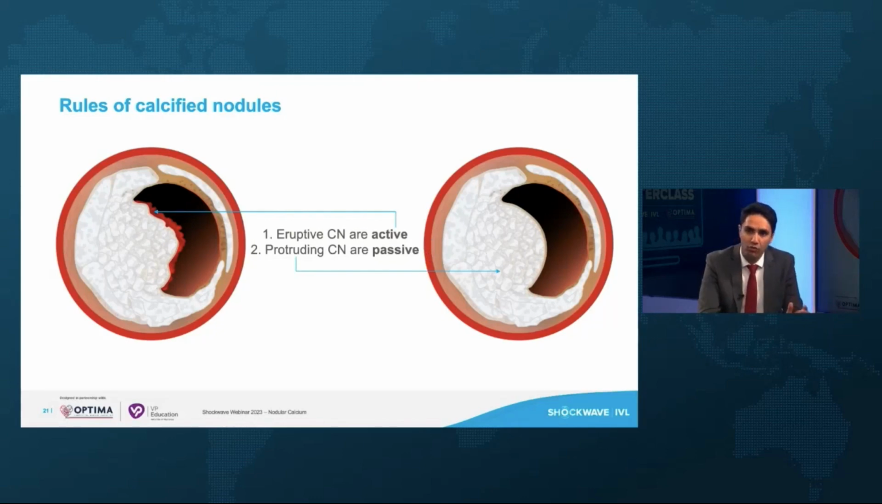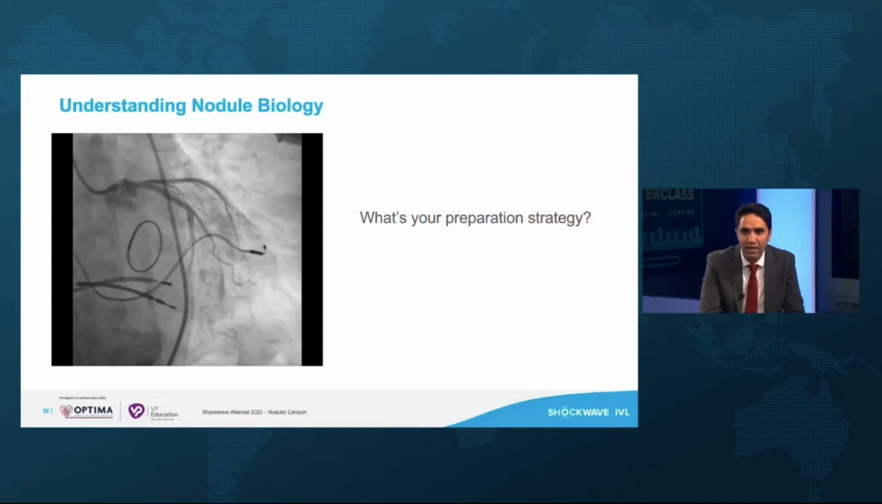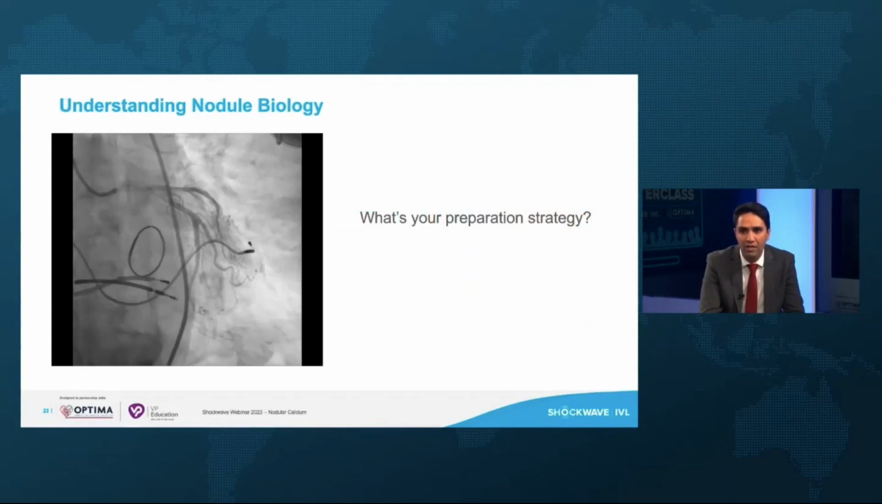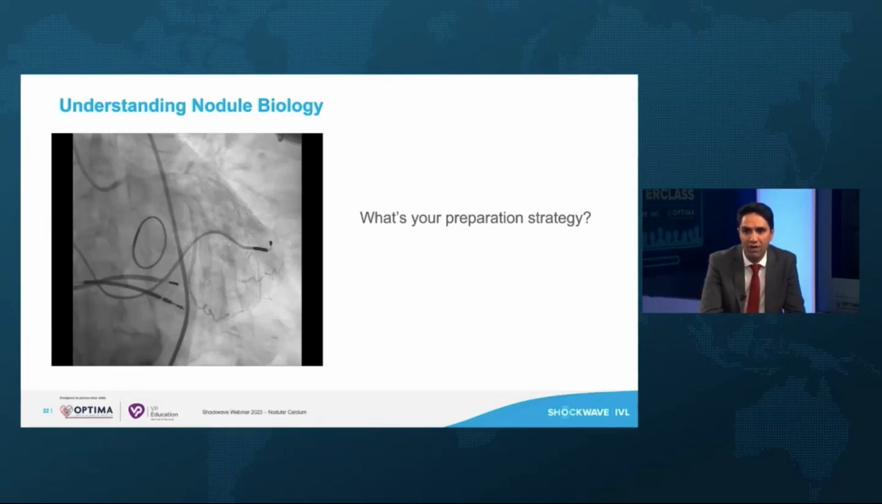You should consider eruptive calcified nodules active, aka associated with acute coronary syndromes, and protruding calcified nodules passive. They've been there a while, they're obstructive, and usually lead to stable coronary syndromes. Now let's think a little bit about understanding plaque biology. So what is your lesion preparation strategy for this very proximal calcified nodule?